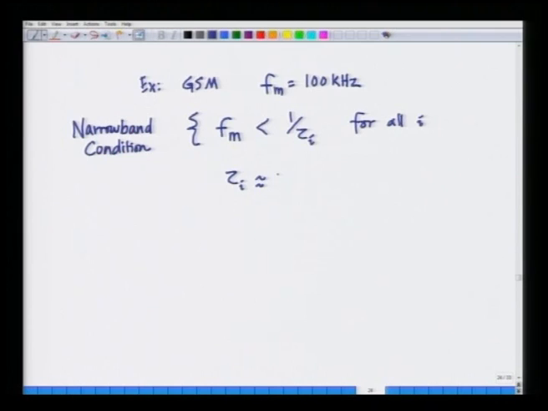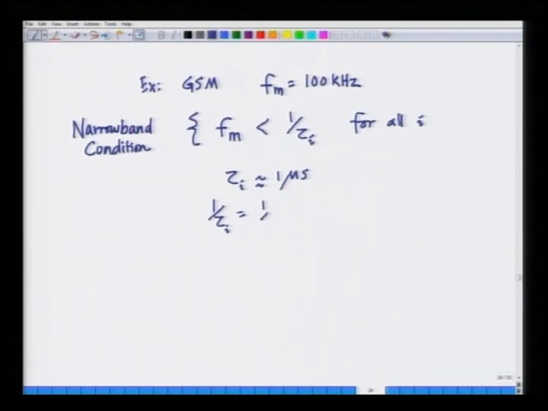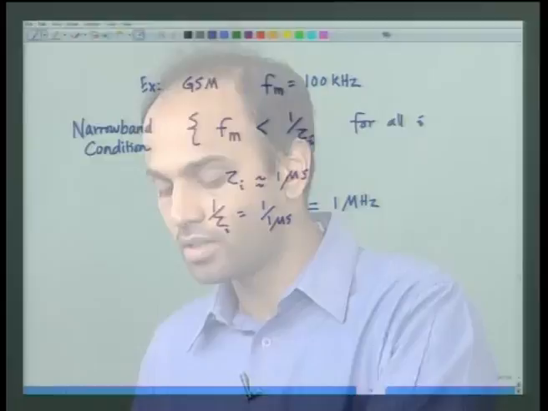Now, typically tau I is approximately of the order of 1 microsecond, right. We will see the reason for this in the future lectures, but right now I urge you to accept this typical value of tau I. So, 1 over tau I is 1 over 1 microsecond, which corresponds to 1 megahertz. Alright. Now, you can see for a GSM signal, the FM is 100 kilohertz, which is much smaller than 1 over tau I, which is 1 megahertz.